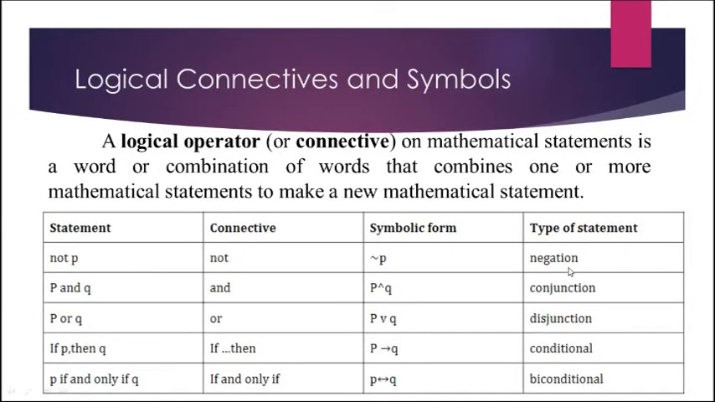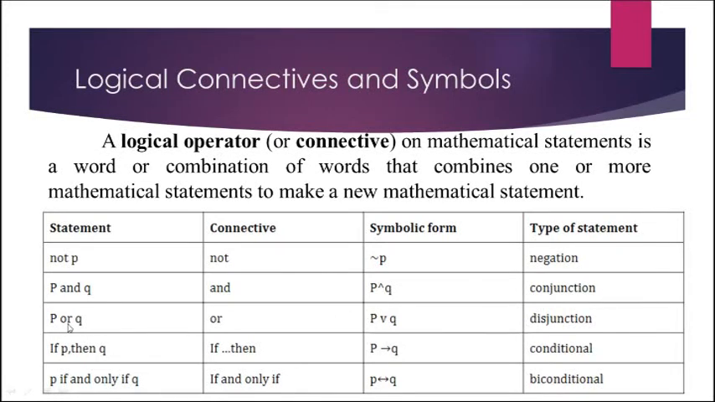So the type of statement is negation. When we have a negation, the only thing you're going to do is add the word not to the statement so that it is negated. Next, we have your P and Q. We have your AND statement. The connective is AND, with the symbolic form P, the hat symbol, and then Q. What we call that is conjunction.